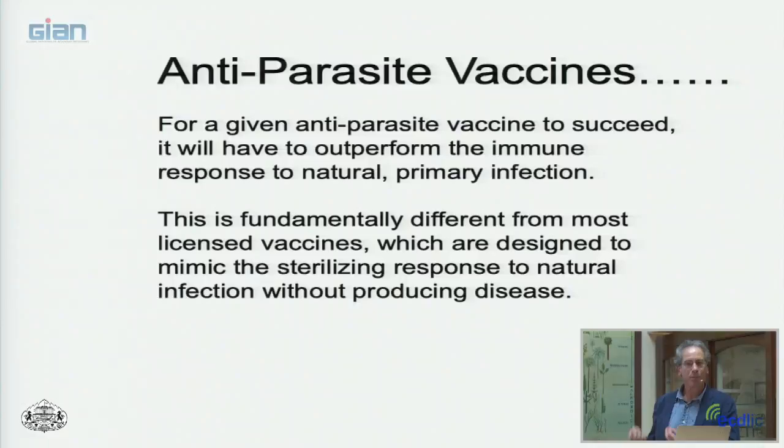And this is fundamentally different from how virtually all licensed vaccines work, which are designed to mimic the sterilizing response to natural infection without producing disease. So a rubella vaccine, or a polio vaccine, or a pneumococcal vaccine, those infections are acute. If we survive those infections, we're immune to reinfections. So the vaccine is just doing the exact same thing as our immune response to the natural exposure, but without producing disease. But in the case of these parasitic infections that don't produce a strong naturally acquired immune response, now we're asking an artificial vaccine to do better than that. And so far, we haven't been able to do that.